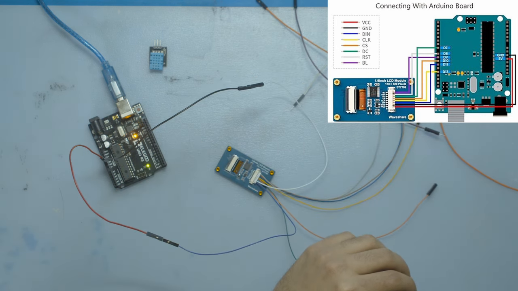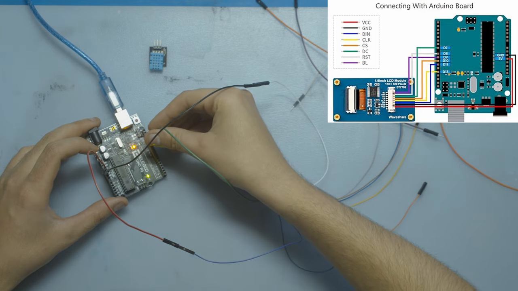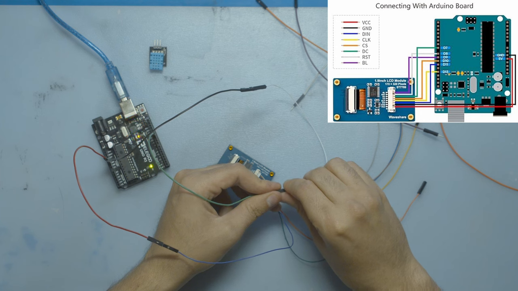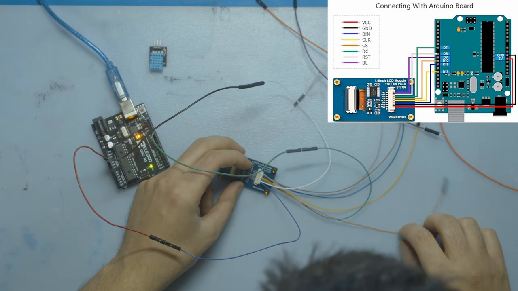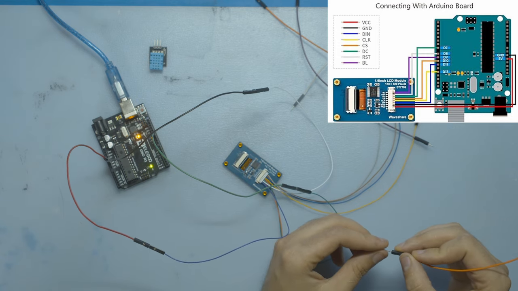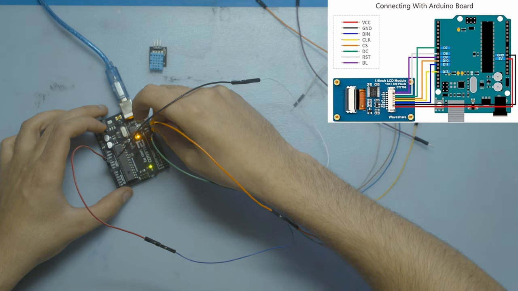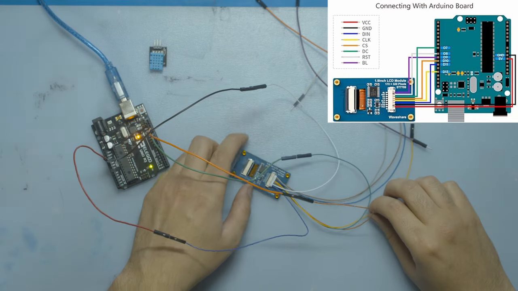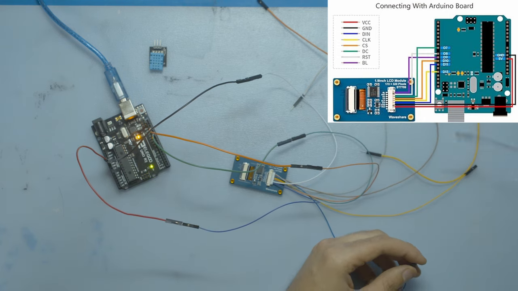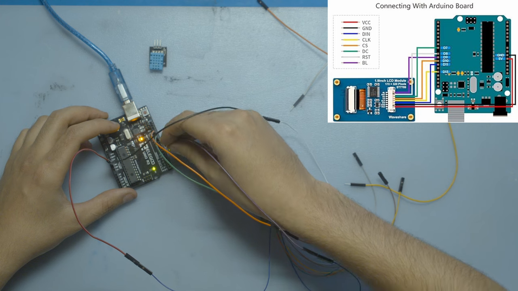According to the picture, DIN plugs into D11. So we're going to take that and plug it into 11 on the digital side of the Arduino. Make sure your connections are nice and good. Then our next cable is CLK. The picture says it plugs into D13. So we're going to take that and plug it into D13. Then after that, we have DC. And DC is going to plug into D7 on the board.